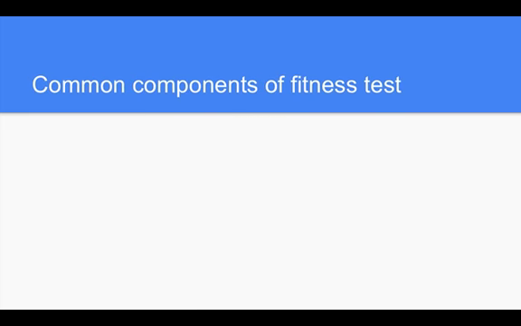Common components of fitness tests include cardiovascular endurance. Cardiovascular endurance testing measures how efficiently the heart and lungs work together to supply oxygen and energy to the body during physical activity.